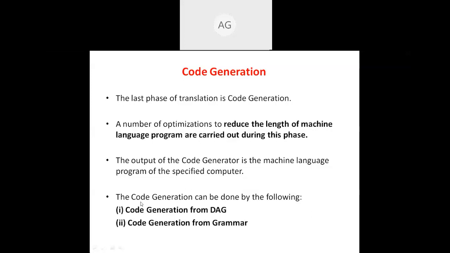So the code generation can be done by the following: code generation from DAG, which is known as directed acyclic graphs, and code generation from grammar. We are going to study these in detail in unit 5 of your compiler design syllabus.